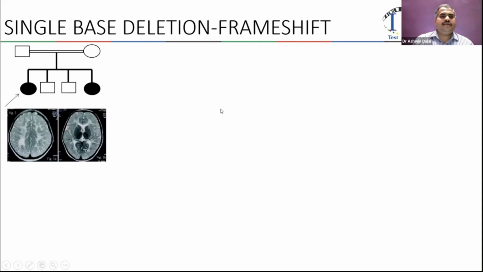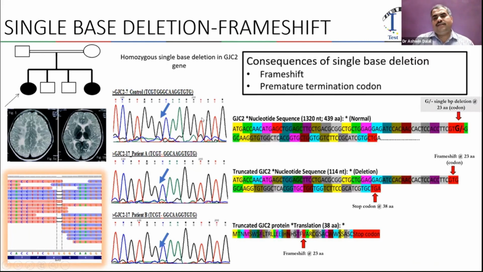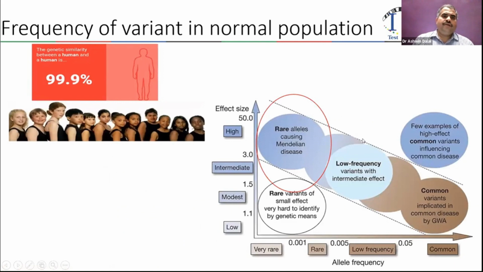Take a single base deletion, like in this patient with leukodystrophy. When we did the sequencing, we found that there is a single base deletion here. Because of this single base deletion, instead of the stop codon being at the normal location, an early stop codon comes because of the frame shift and change of amino acid sequence. There is a stop codon after 38 amino acids, and a smaller protein is formed which can undergo nonsense mediated decay and lead to the disease.